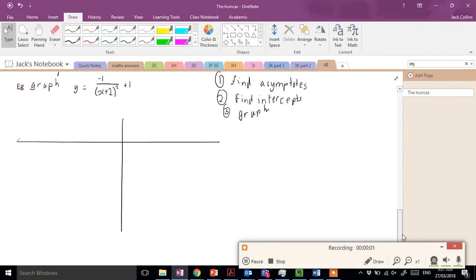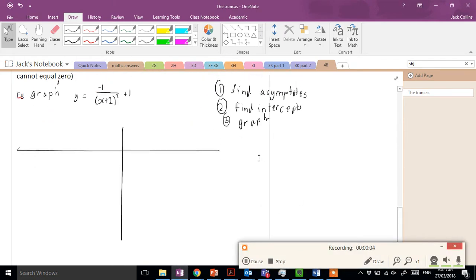Alright, so going through this example, hopefully you had a go at it yourself, but if not, that's okay. Let's do it now. To find asymptotes, so the vertical asymptote, x plus 2 cannot equal 0, because if it equals 0, then this expression would be undefined. So therefore, x cannot equal minus 2.